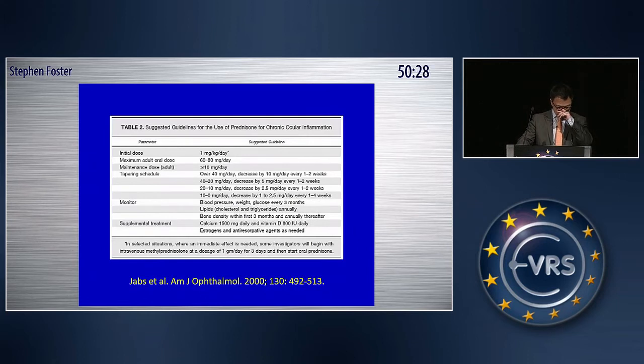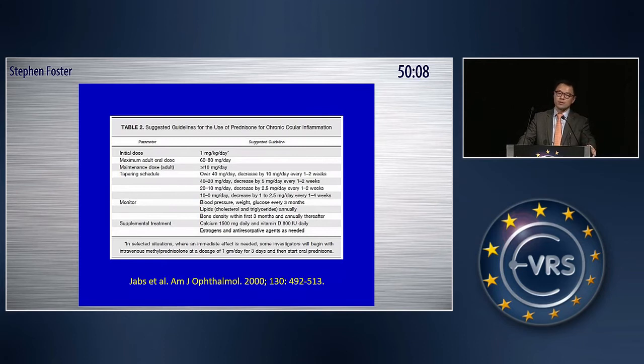And this is just a table taken from Jabs' paper from 2000. This is his guideline on use of prednisone in chronic ocular inflammation. So you want to start high. I've seen patients that come in and got started on 20 milligrams a day of steroid. That's not enough. That's inappropriate. We want to go high. You want to go early, 60 to 80 milligrams a day, and then you follow with a quick taper.